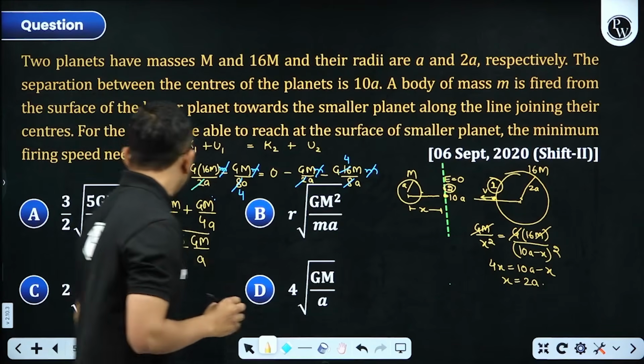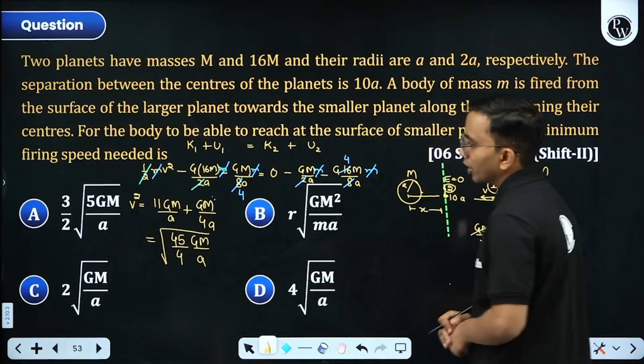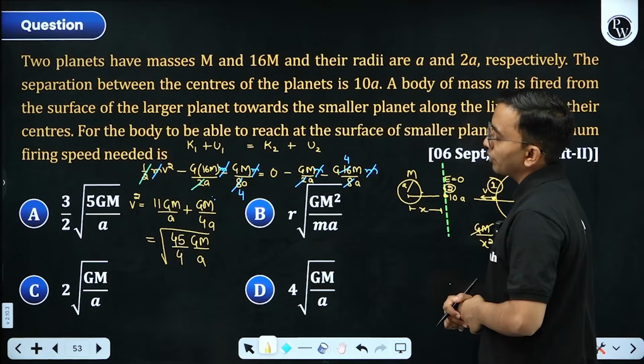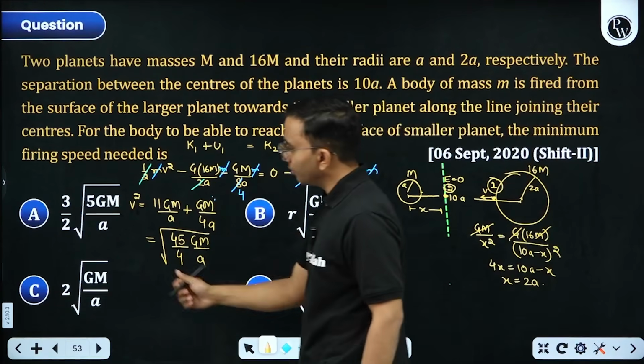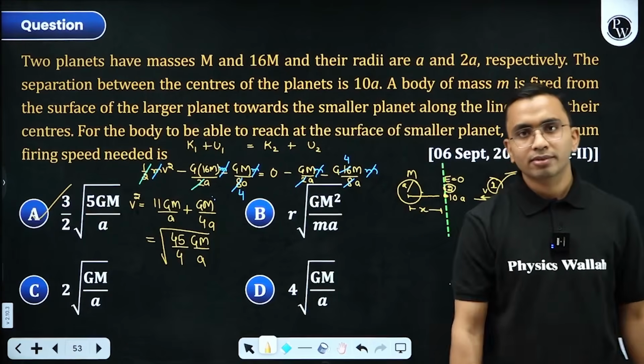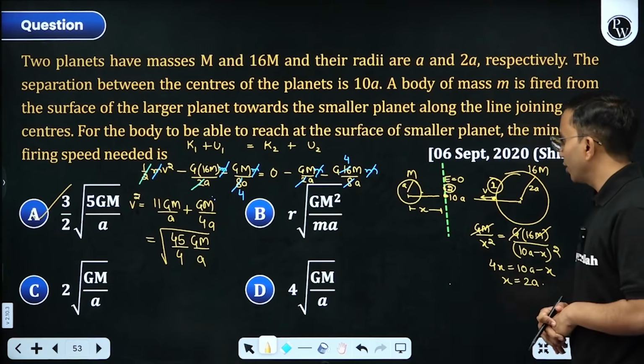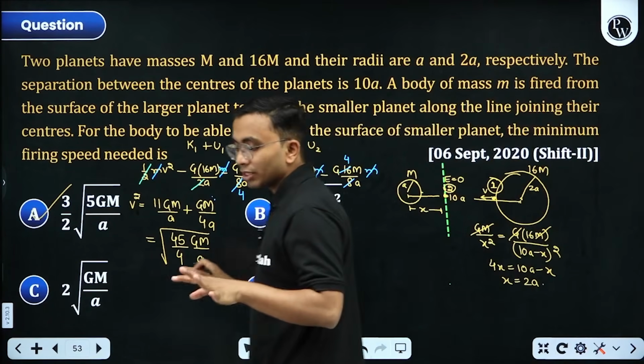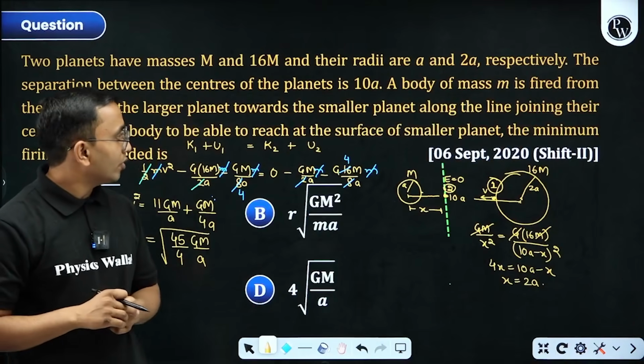So what will it become? 9 into 5 is 45, 9 I'll take out. It will become 3 by 2 root 5 Gm by A. Getting it? Okay, this was a lengthy question and this was asked in Mains 2020.